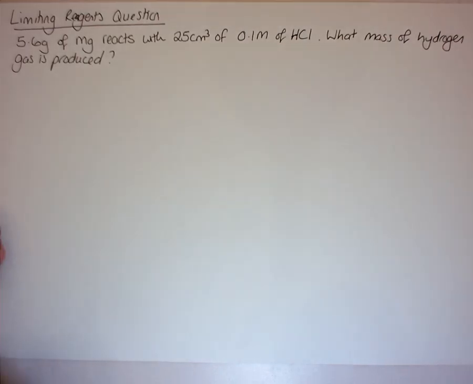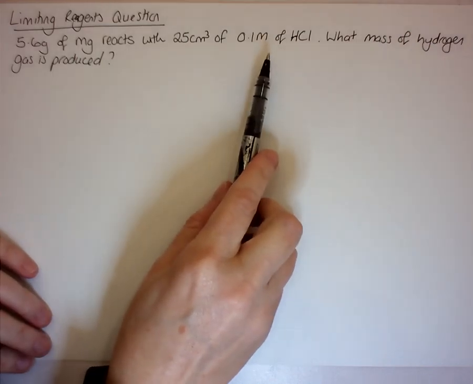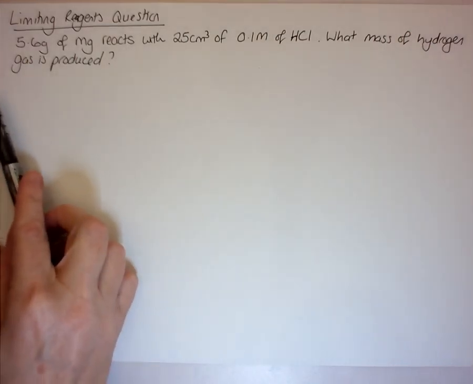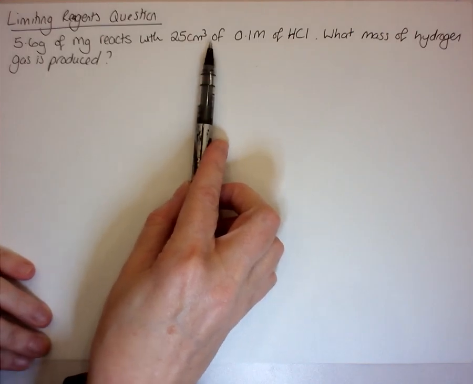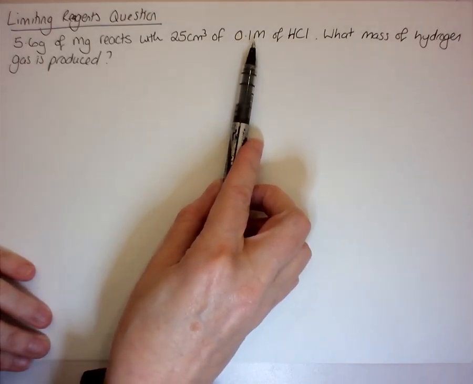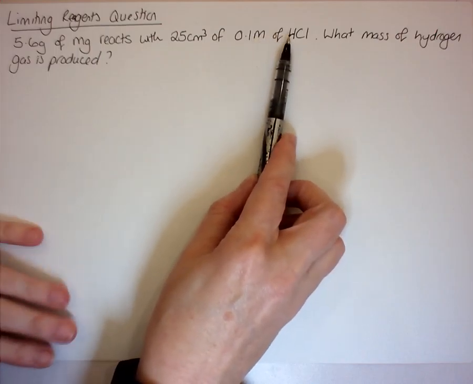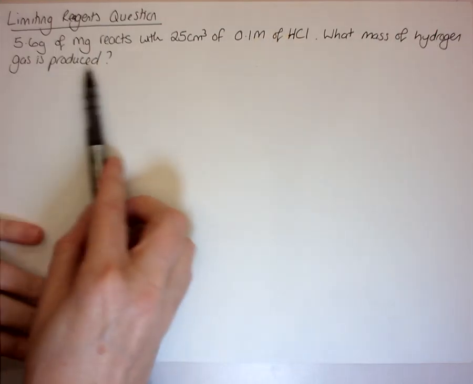This question involves limiting reagents, but also use of solutions and concentration. So 5.6 grams of magnesium reacts with 25 centimetre cubed of 0.1 M, or 0.1 molar, which means moles per decimetre cubed, of HCl. What mass of hydrogen gas is produced?